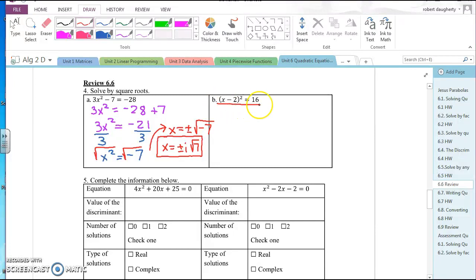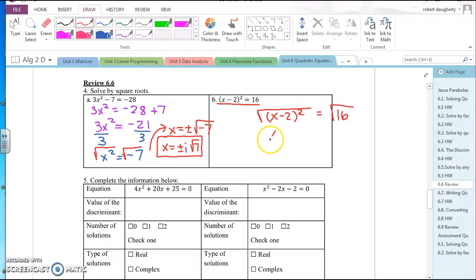Next equation. Isolate something squared on one side. You have a Christmas gift early. You've already got that. x minus 2 is squared. So if I take the square root of both sides of this equation, so x minus 2 squared equals 16, take the square root of that.